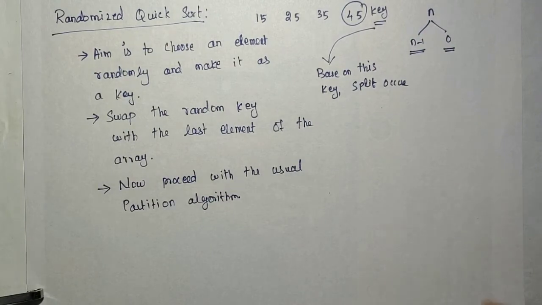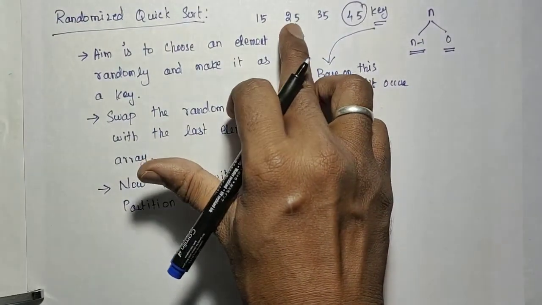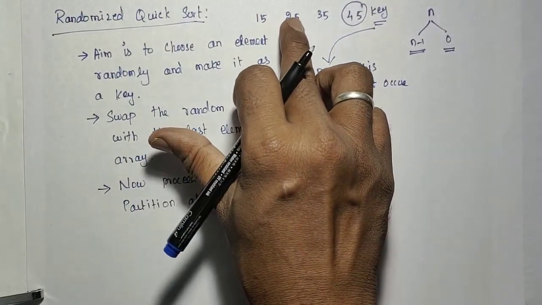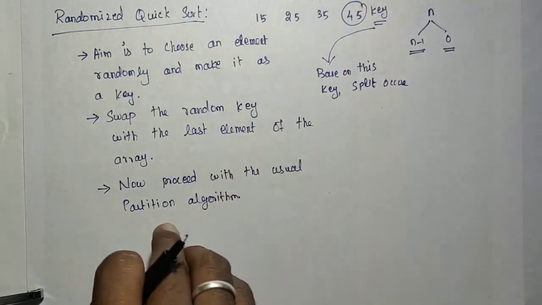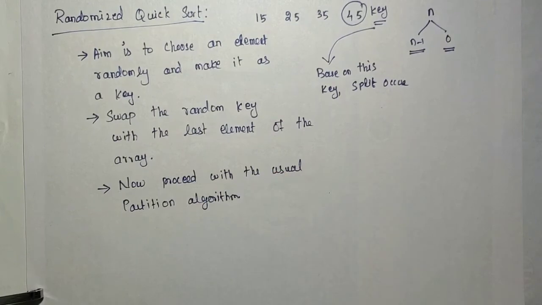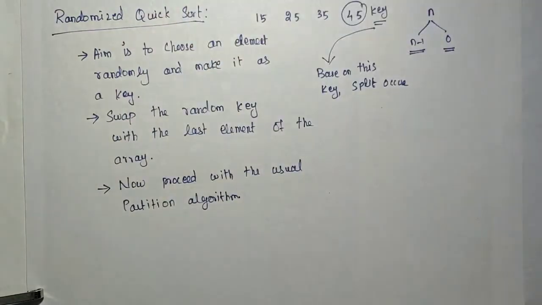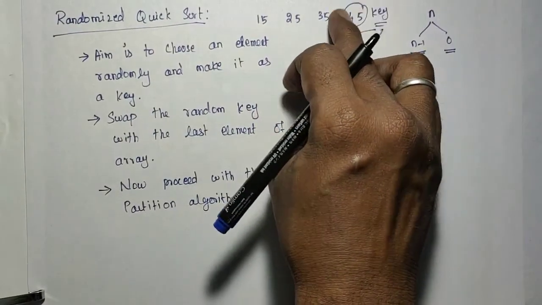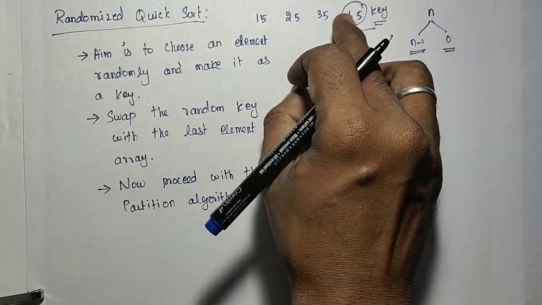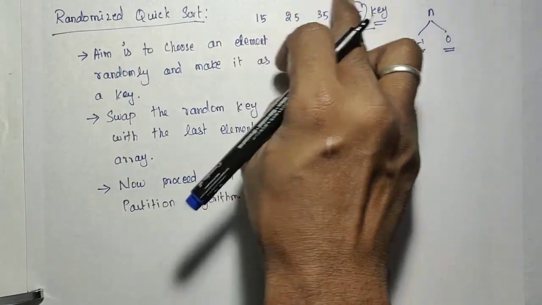So after choosing that random element as a key, we are going to swap that element with the last element, so that we can use the usual partition algorithm to perform the quicksort. So one more step we are going to add before starting the quicksort. Before selecting the last element as the key, we are going to select any element as a key, and that element is going to be swapped with the last one.